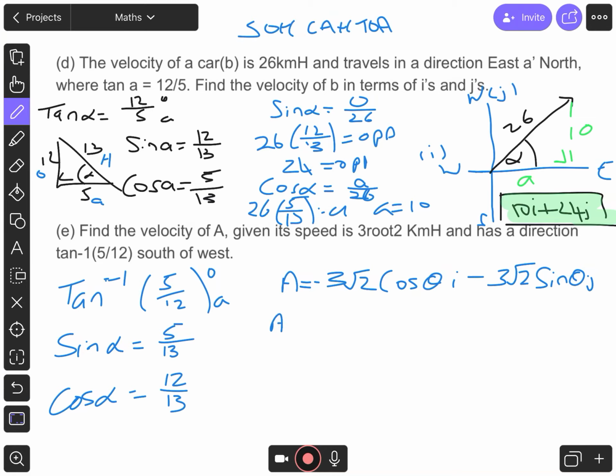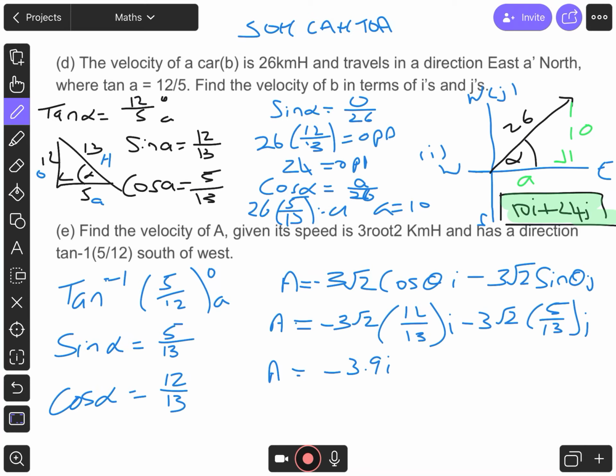And all I have to do is fill in these parts over here. So it's going to be minus 3 root 2 cos of theta, which is 12 over 13, i minus 3 root 2, and it's going to be 5 over 13, j. So A there, I'm going to just write it to 1 decimal place. Minus 3.9i and minus 1.6j.